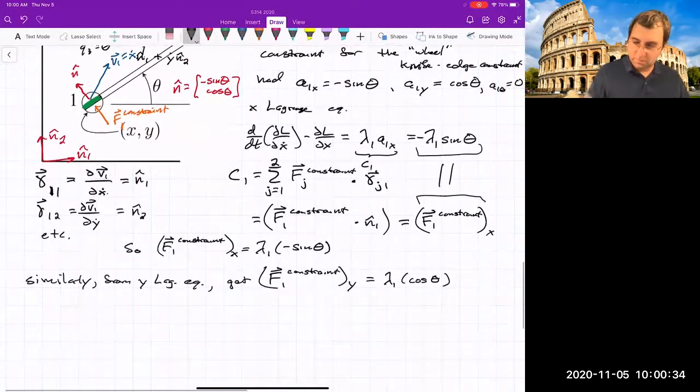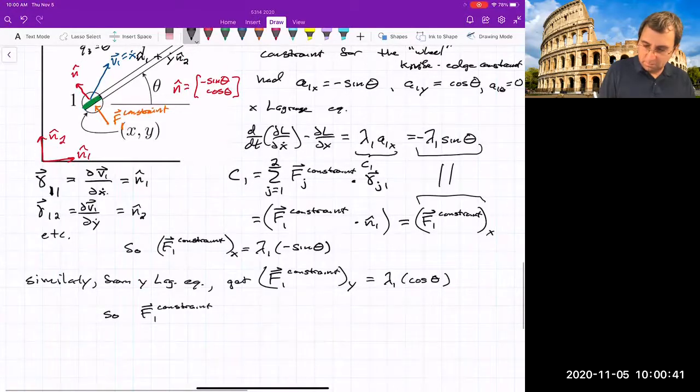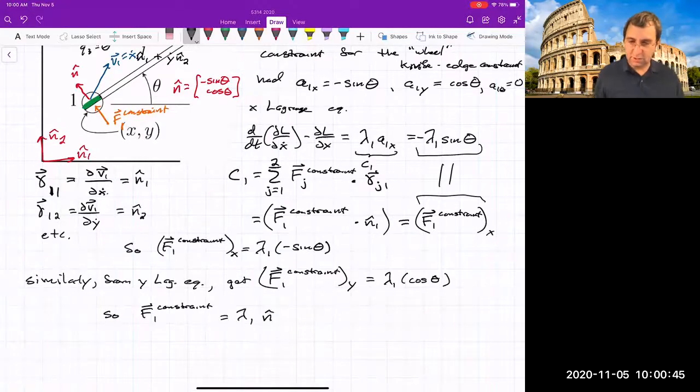So it's looking like the force of constraint equals lambda 1 times the n hat direction. And that's how I drew it up here. So the force of constraint is in the same direction as the normal to the skate. So the direction in which that particle is not allowed to move. That makes sense.